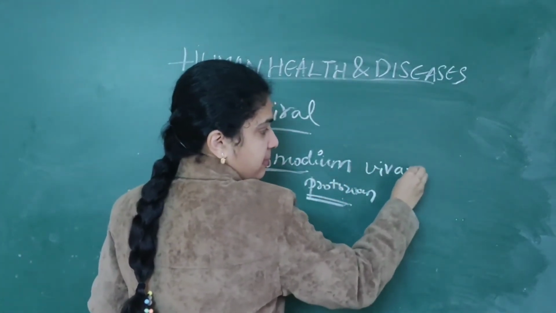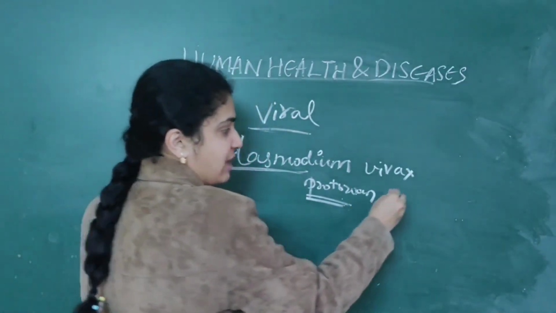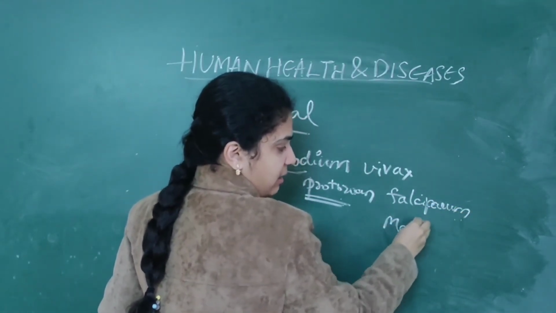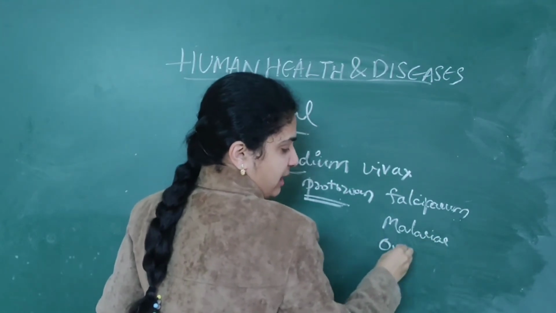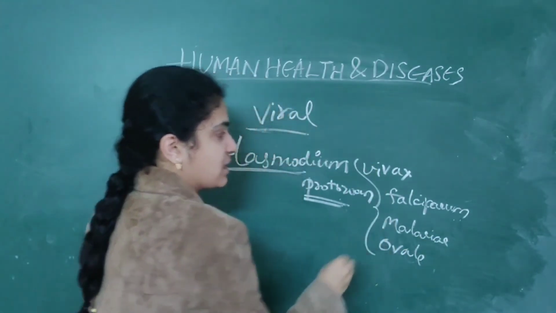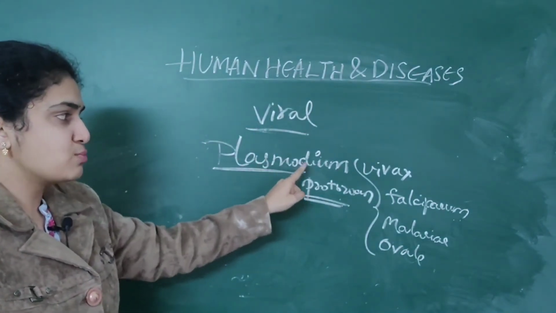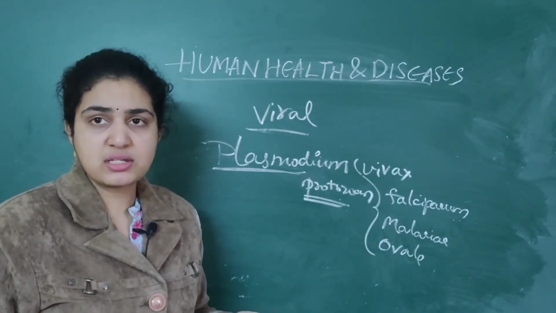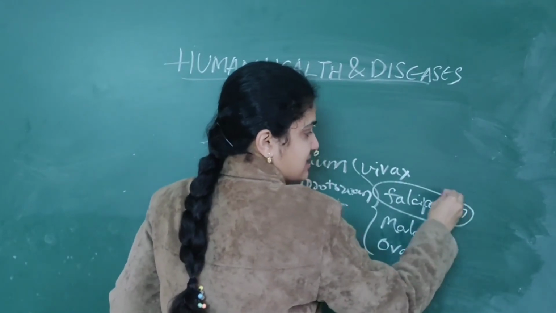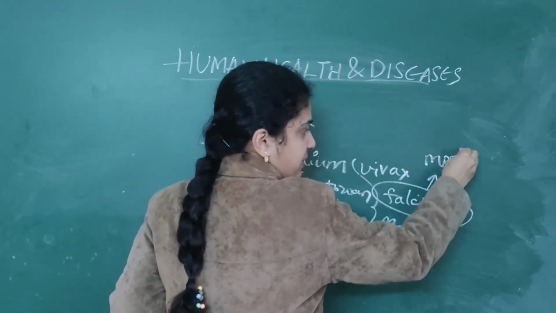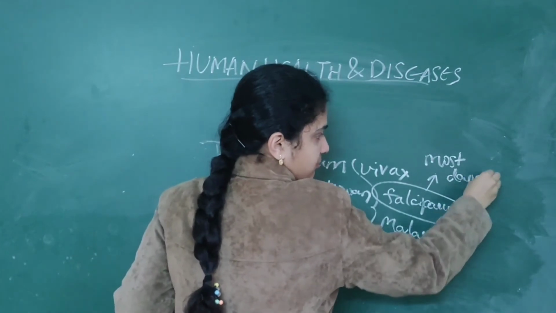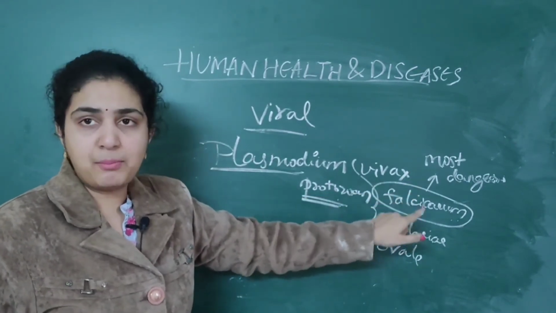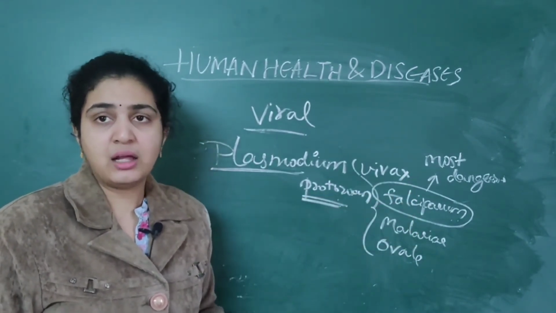Plasmodium vivax, falciparum, malariae, as well as ovale. These are the four species associated with malaria. Which is the most dangerous one? The most dangerous one is falciparum. Plasmodium falciparum is highly fatal.